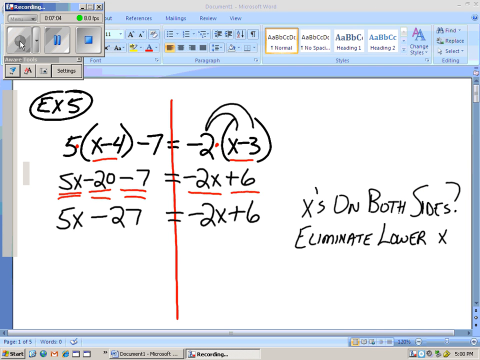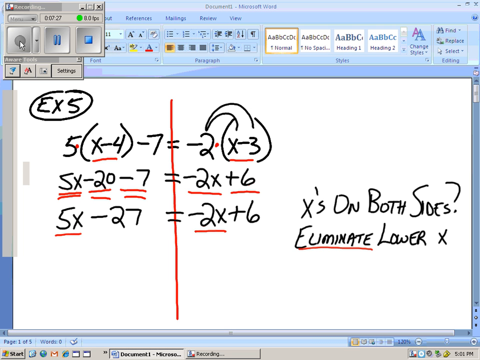All right, I have x's on both sides of my fence. I got a 5x over here, and I got a negative 2x over here. 5x on the left, negative 2x on the right. We need to get the x's on the same side of the fence. So when you have x's on both sides, what do you do? You eliminate the lower x. And by eliminate, I just mean undo it, or make it disappear, or get rid of it.